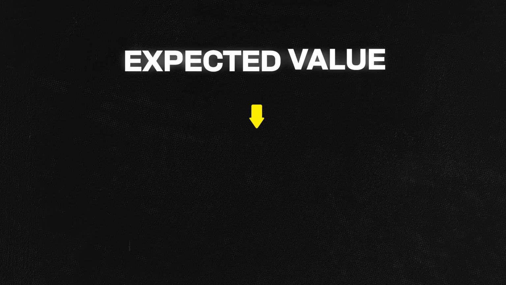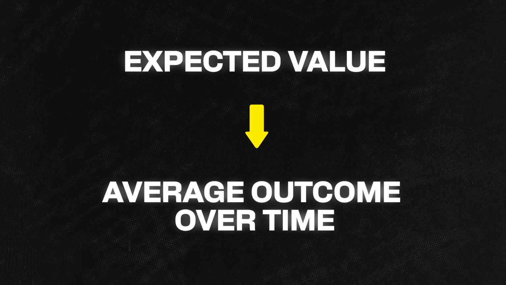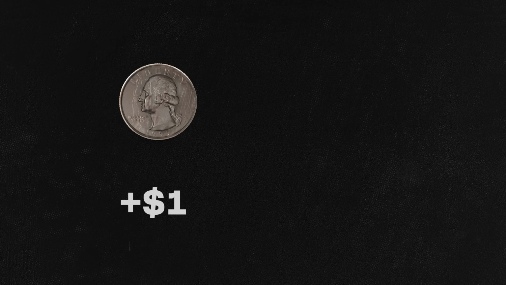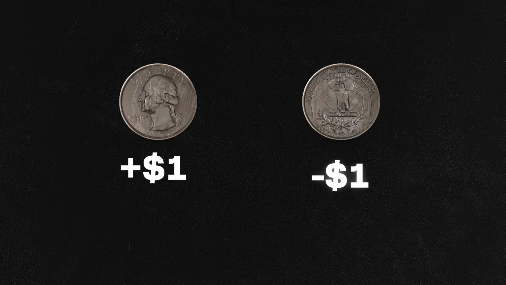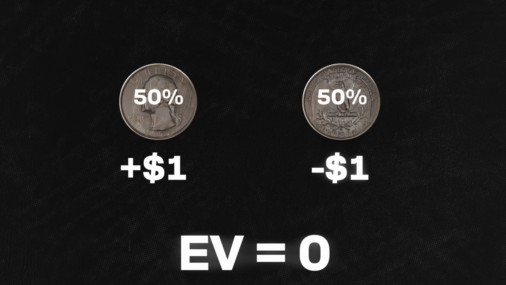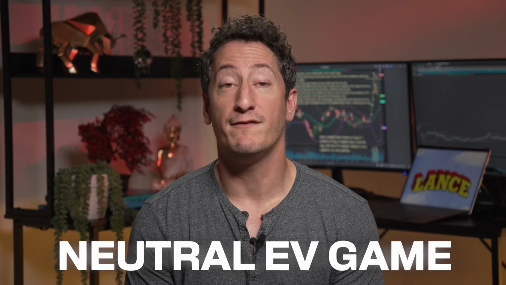In the simplest terms possible, I view expected value as the average outcome over the long run. Let's start simple. Imagine flipping a coin. You bet $1. If it lands heads, you win $1. If it's tails, you lose $1. The expected value, or EV, is 0. 50% chance to make $1, 50% chance to lose $1. You're not gaining or losing over time. This is a neutral EV game.